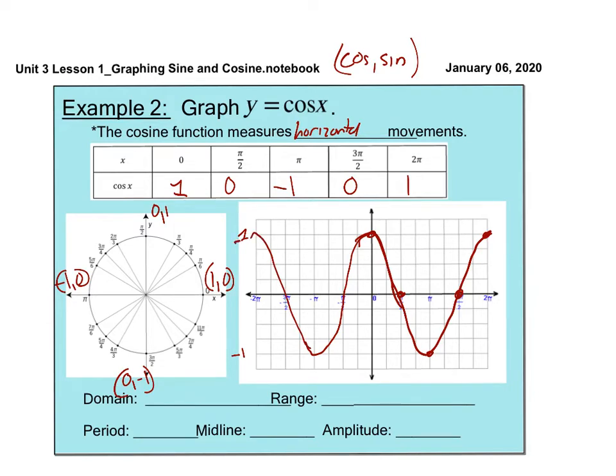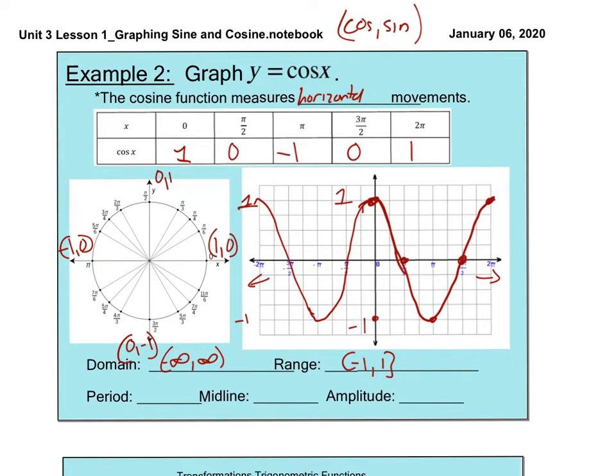So remember, this is 1, down here is negative 1. So again, my domain is from negative infinity to infinity. My x is going to keep going. My range, I stop down at the bottom at negative 1, at the top of 1. How long does this take to go through? How far is it around the circle? Well, it's going to be 2 pi. My midline is going to be y equals 0. That's what this line is, y equals 0. And my amplitude is once again going to be 1.